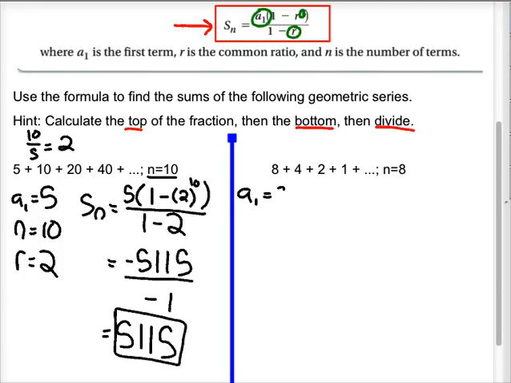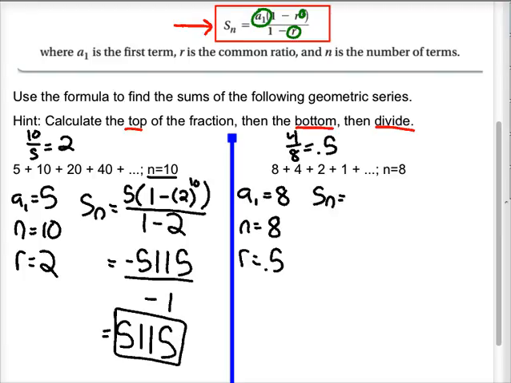So our first term is going to be 8. Our n, it gives us, is also 8. Then our r, well, if we take 4 divided by 8, makes it easy to see that we're multiplying by 0.5. Remember, with geometric, you have to consider that you are multiplying. You can't say, I'm dividing by 2. No, you have to say you're multiplying by 0.5. Remember that there's a big difference there.